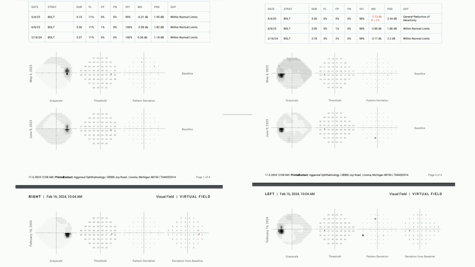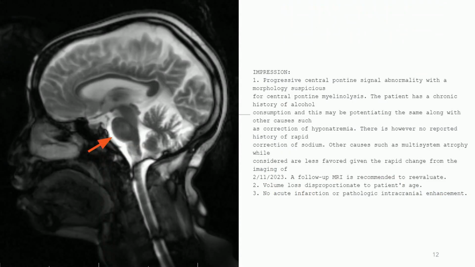So over the subsequent months with appropriate vitamin supplementation, you can see a modest improvement in her visual field deficit, but she still does demonstrate a bit of a relative lack of sensitivity in the superior arcuate region in both eyes. So the MRI, the last thing we got here, just want you guys to pay attention to the pons here and that little hyperintensity. The radiologist actually interpreted that as a progressive central pontine signal abnormality suspicious for central pontine myelinolysis.